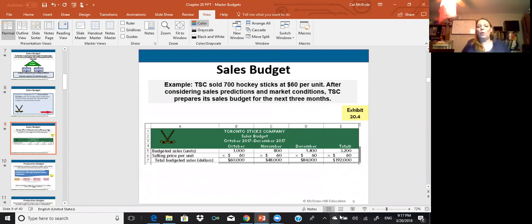Now, if we sold, which we would, all different hockey sticks and helmets and pucks and gloves and pads and all of that, we would do exactly the same thing. We just have multiple lines for the different products that we were selling. Okay, are we good here? Yes. Yes.